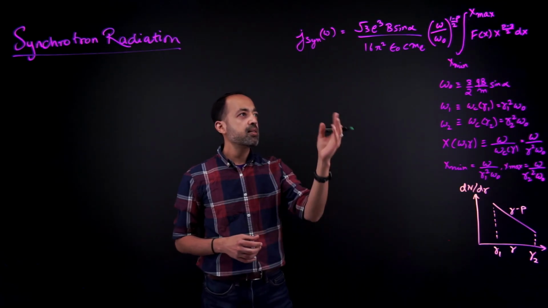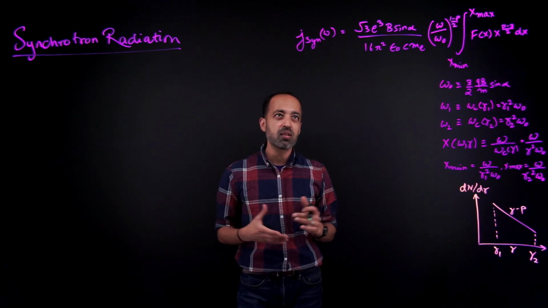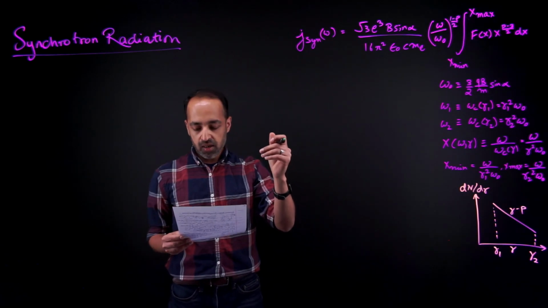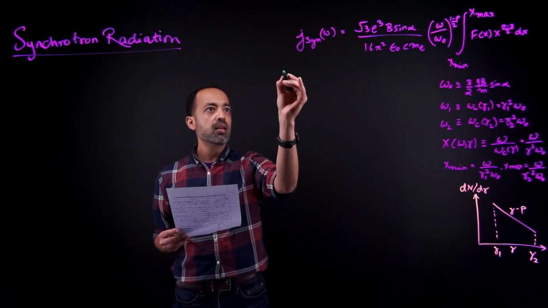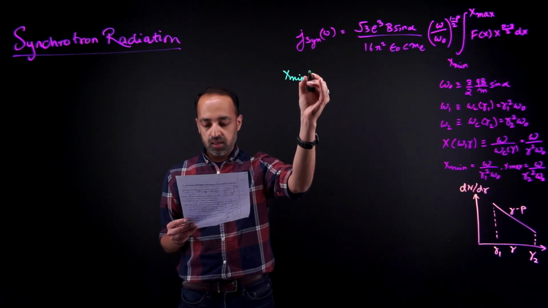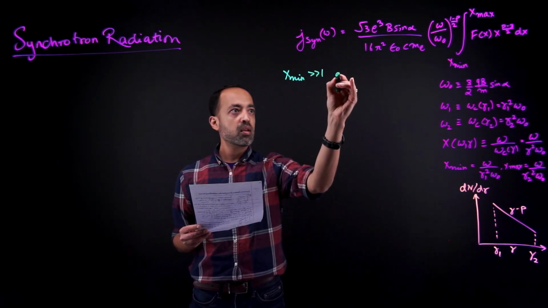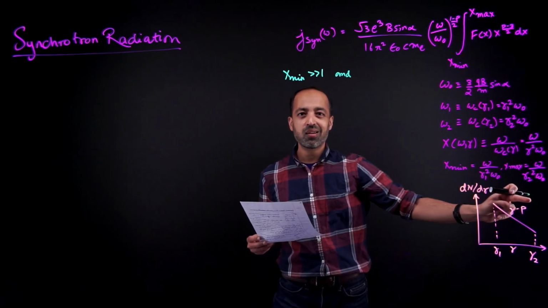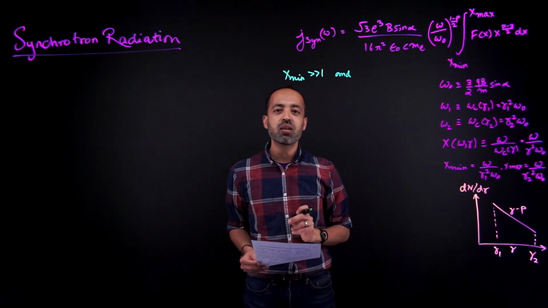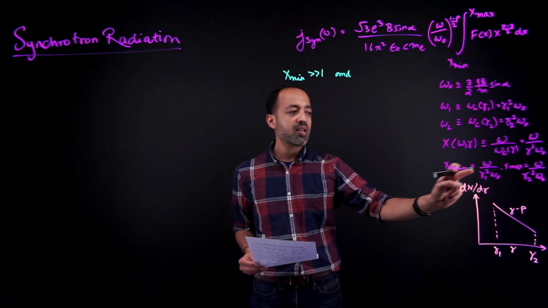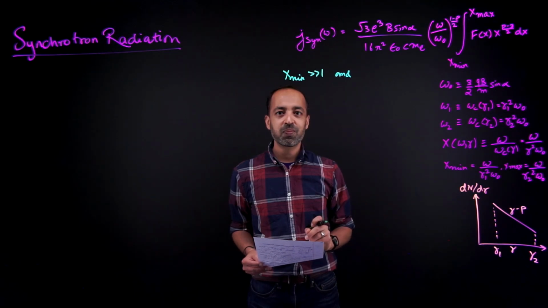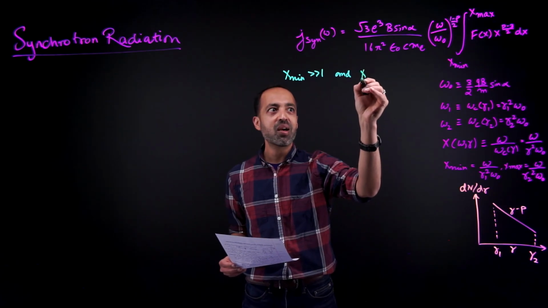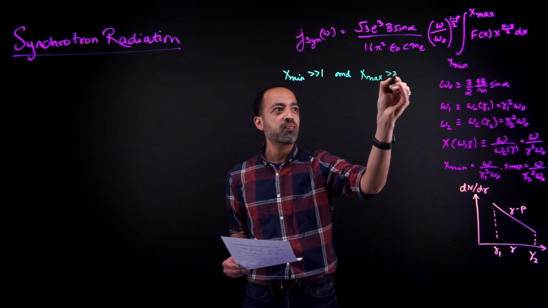Right, so let us see what this integral does in a few different regimes. There are three different cases to consider. One case is x min much greater than 1. If you think about it, x min is always less than x max. You can check that for yourself. In fact, feel free to pause this video here and check for yourself that x min is always less than x max. So you'll find that if x min is much greater than 1, then x max must also be much greater than 1. So this is one case.